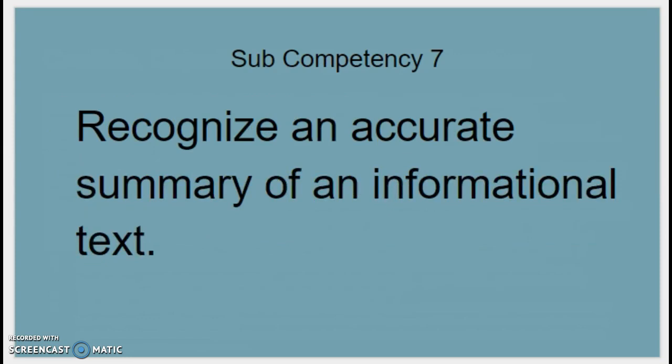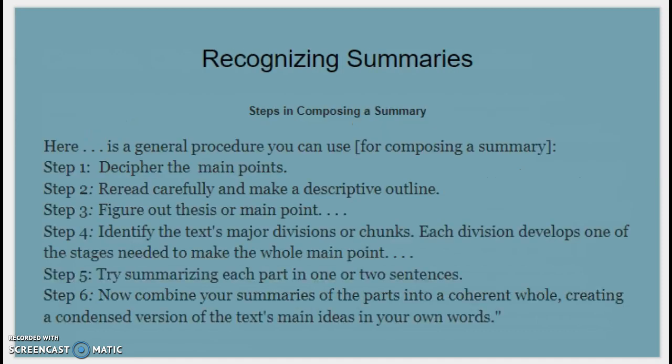Subcompetency 7, recognize an accurate summary of an informational text. So when you're recognizing summaries, these are the steps in composing a summary. So you have to decipher what are the main points. You got to carefully read and make a descriptive outline. You got to figure out what the thesis statement is, or what is the main point. You got to identify the major divisions. You have to summarize each part in 1 or 2 sentences. And then you got to combine your summaries into a coherent whole version of the main text in your own words.